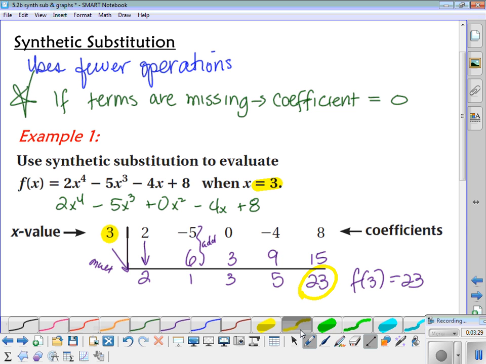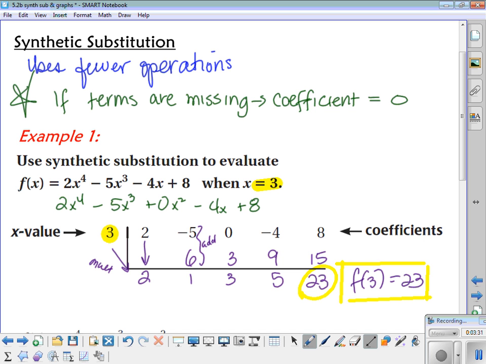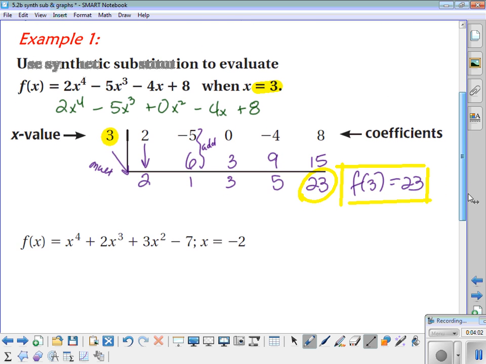If you look back at your notes from Friday really quickly, you'll see that's the same problem we did by direct substitution. When we did it on Friday, we had to figure out 3 to the fourth was 81, multiply that times 2, and then 3 cubed is 27 times 5, 3 times 4, and the 8. You had to figure it all out, and it took a while, right? This way is way faster and way easier. Okay? So let's take a look at one more example.